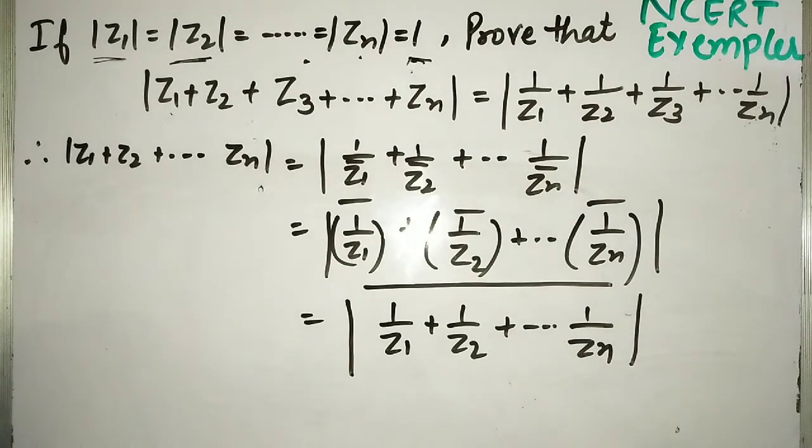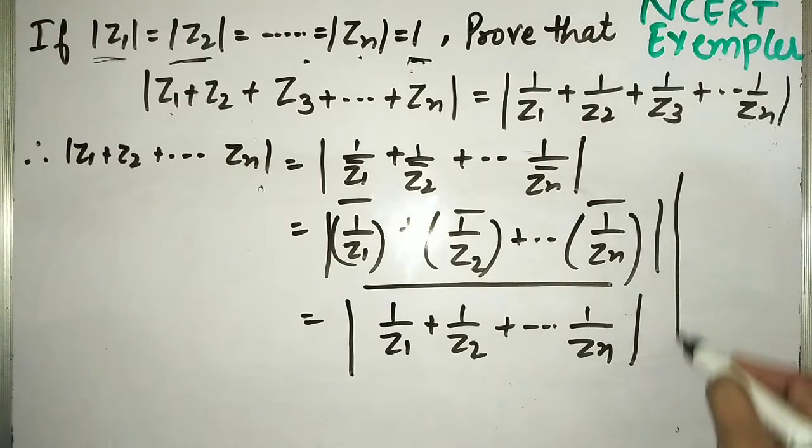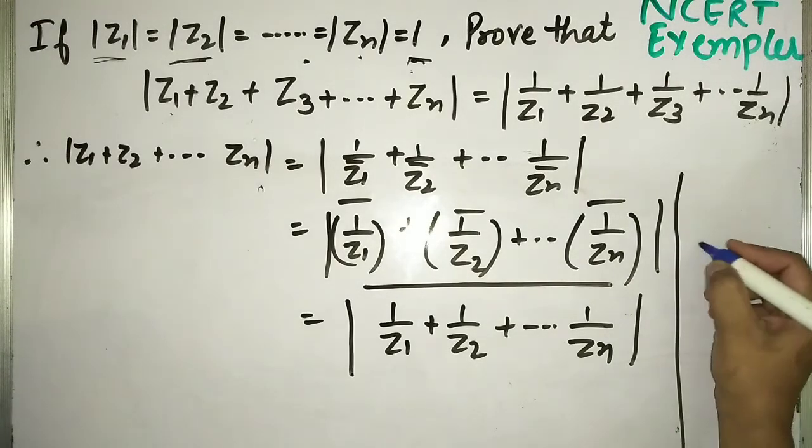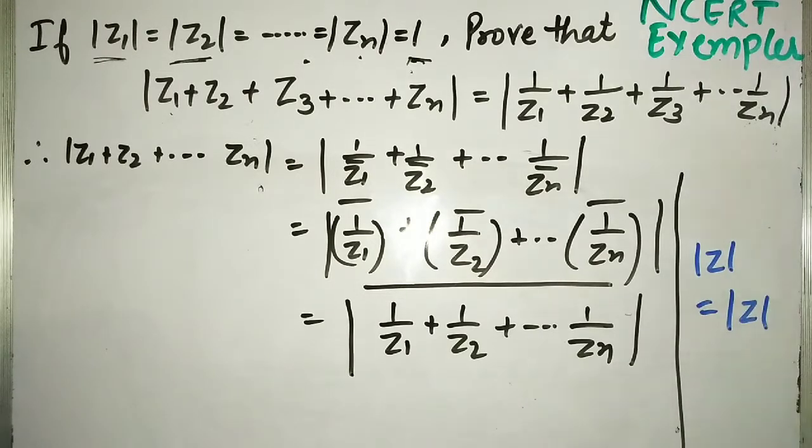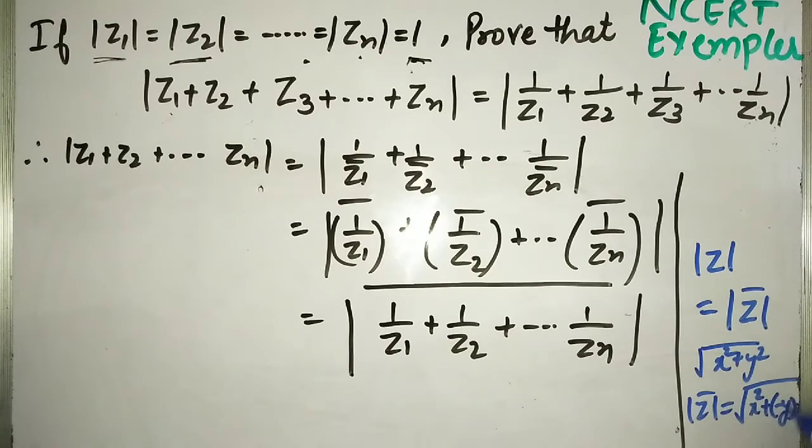This is totally based upon the properties of conjugate as well as modulus. This question, especially this question, that's why it is very important. Now students, you know modulus of z and modulus of z conjugate is the same, because modulus of z is the square root of x square plus y square, and modulus of z conjugate is again the square root of x square plus minus y square. Minus y square is x square plus y square. I have told you in the previous video, modulus of z and modulus of z conjugate is always the same.